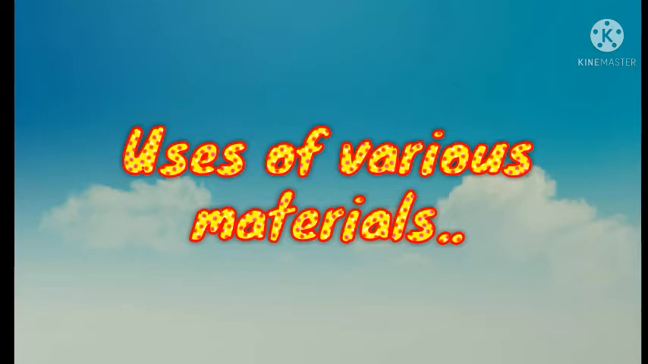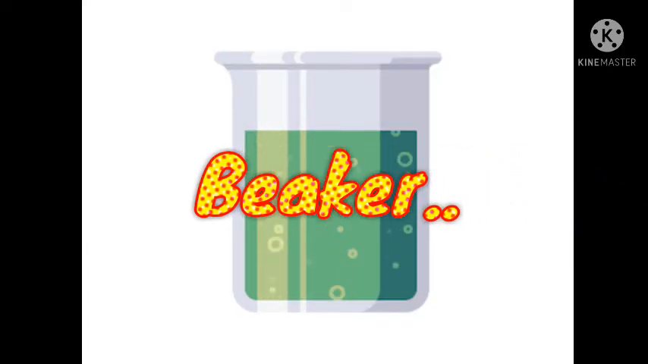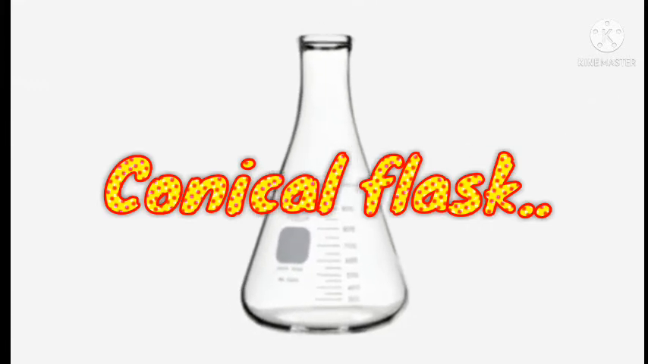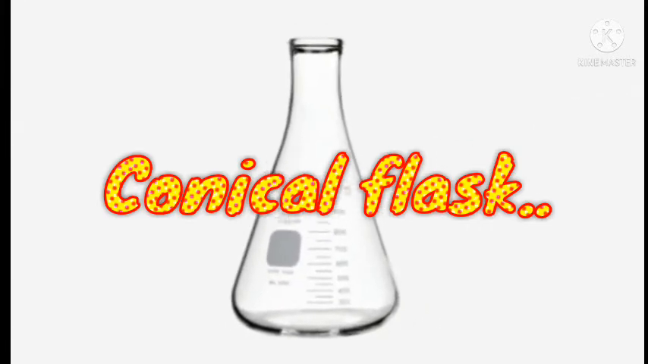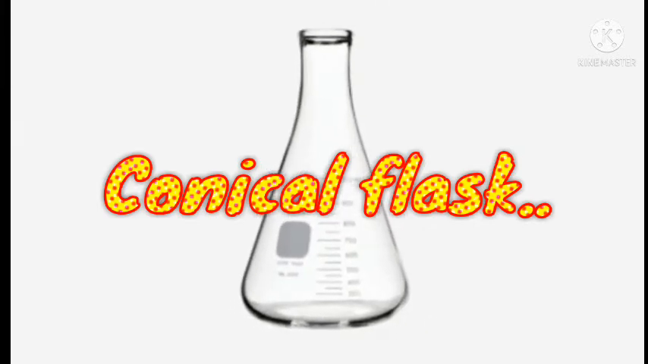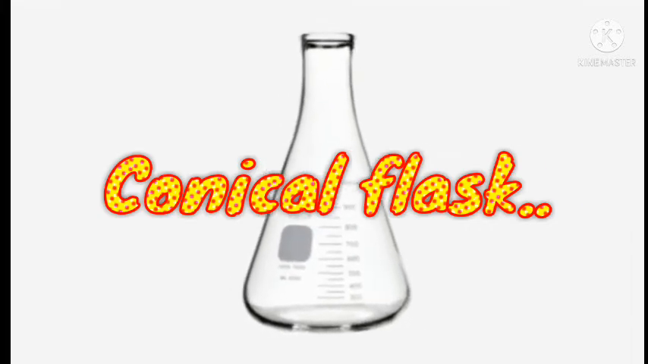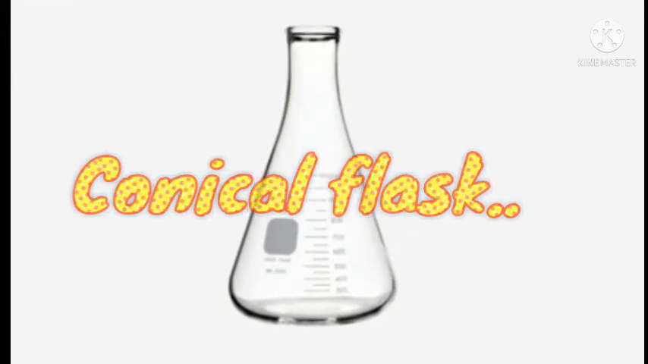Next, uses of various materials, the usefulness of these various materials. First, we start with the beaker. Beakers are used as reaction containers, or to hold liquid or solid. Like the conical flask. A typical conical flask is used to mix and heat up solutions during an experiment.